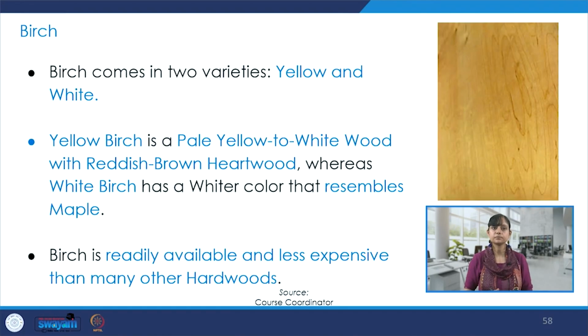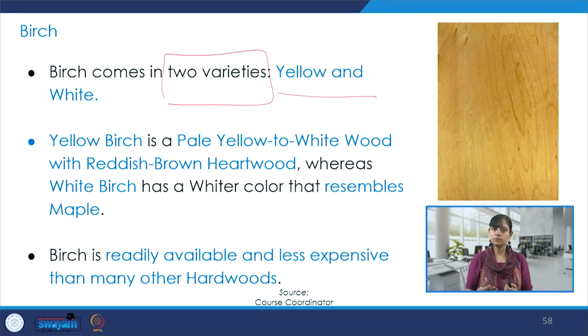Then there is birch wood that comes in two varieties, yellow and white. It's a very interesting timber. It's used for furniture also. And yellow birch is a pale yellow to white wood with reddish brown heartwood, whereas the white birch has a whiter color that resembles maple.